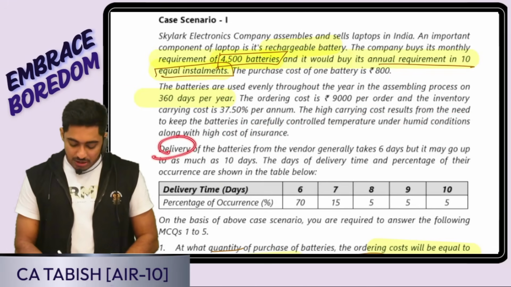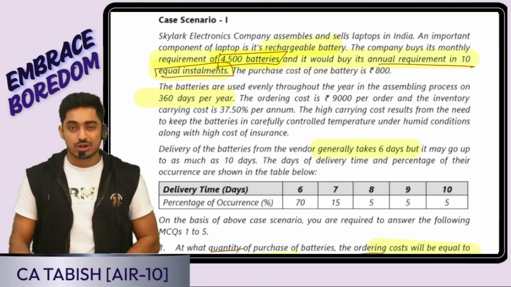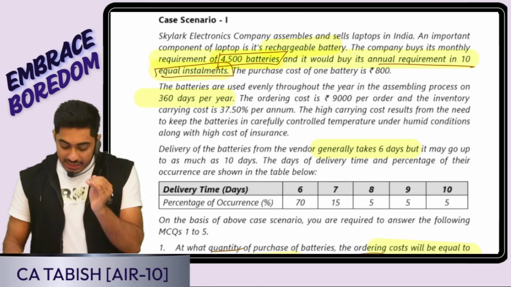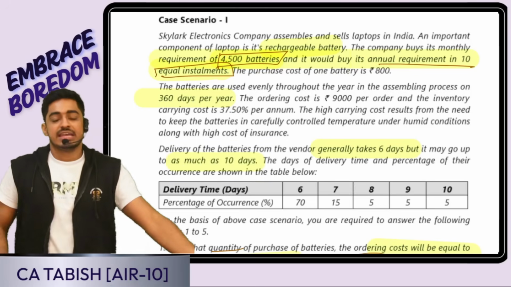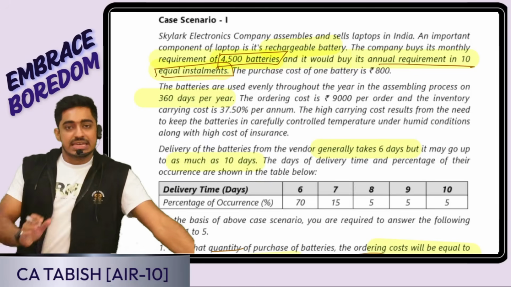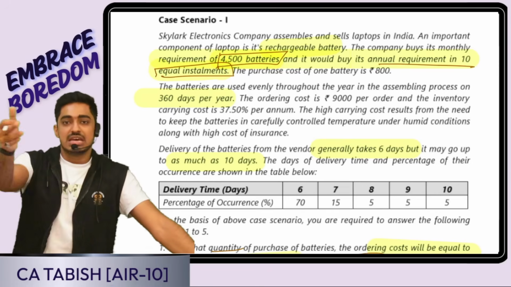A delivery of batteries from the vendor generally takes 6 days. Normally in how many days will I be getting them? 6 days. But it may go up to as much as 10 days. Maximum it can go up to 10 days. That means, can you guys tell me the lead time? That is from the date I've purchased till the time I'm receiving. Minimum 6, maximum 10.